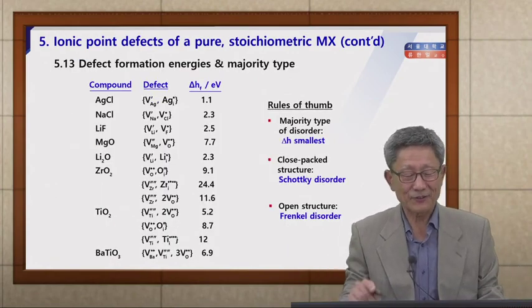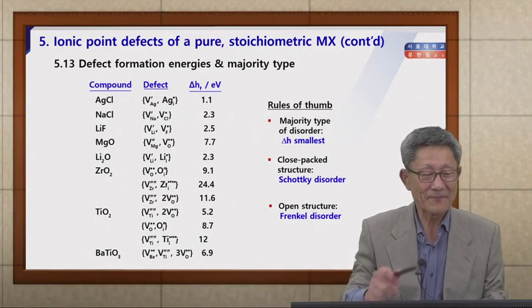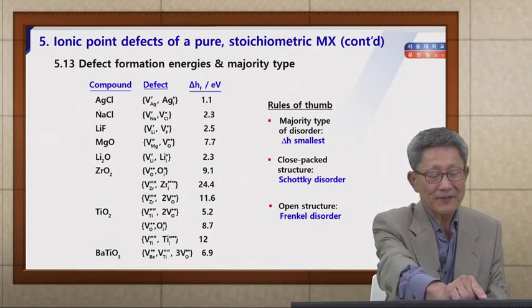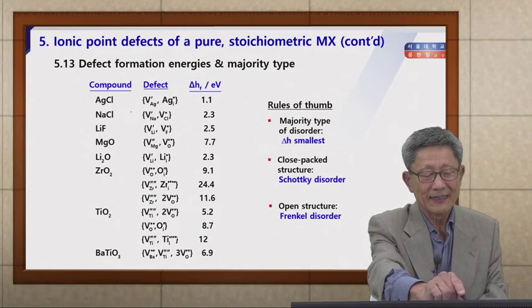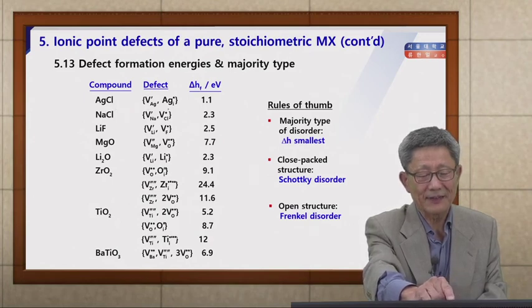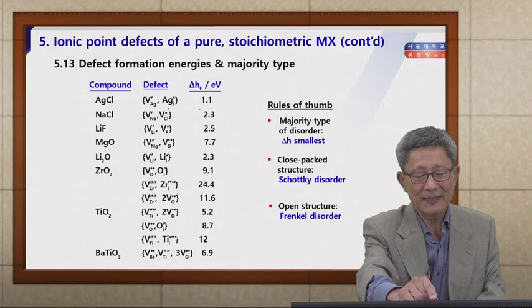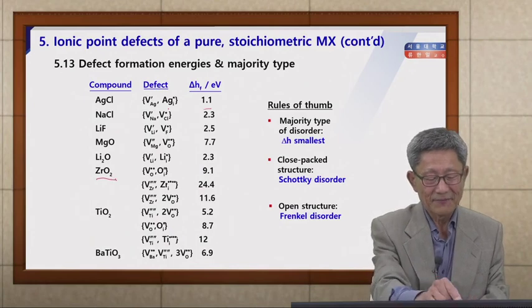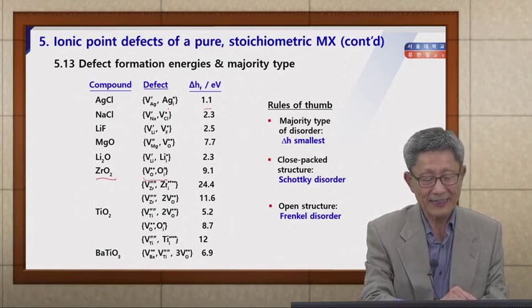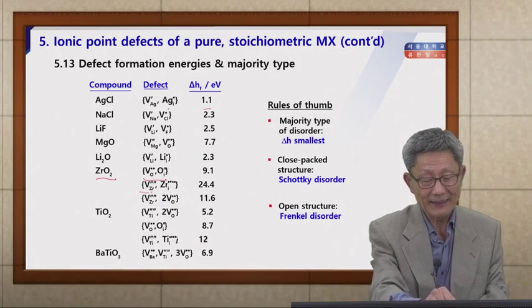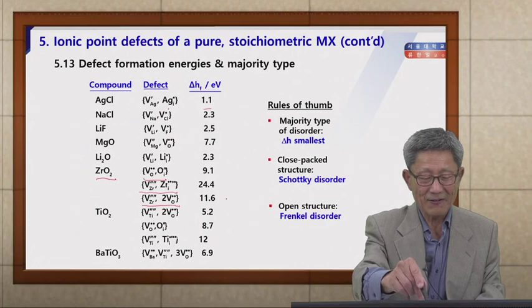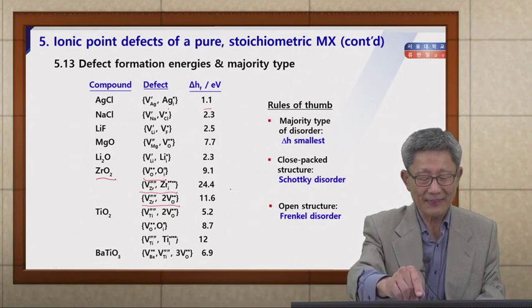Okay, I would like to make this one my last slide. Here is an example of defect formation energies. For example, silver chloride has the Frenkel defect, whose formation enthalpy is about 1.1 eV. And for another system, zirconia, you see the oxygen Frenkel, namely anti-Frenkel disorder, the normal cation Frenkel disorder, and Schottky disorder. Now you can see how expensive their formation energies are.